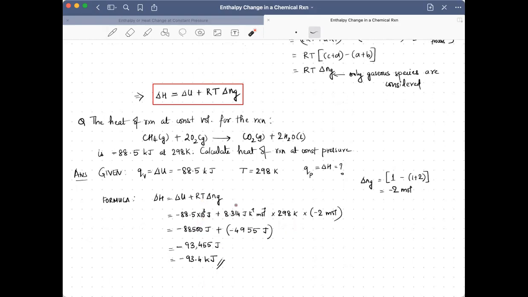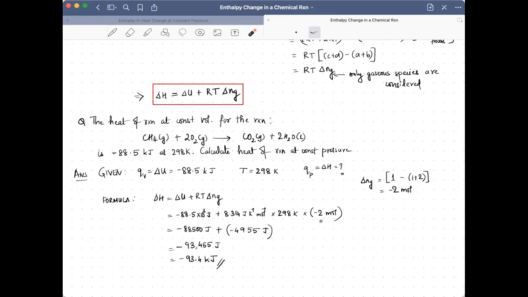Now delta NG. Here on the product side, you have two products. But H2O is in liquid state, so you don't consider the number of moles of the water. So we are going to only consider carbon dioxide, and therefore the product mole is 1 minus the reactants. Reactants, CH4, 1 mole, O2, 2 moles, so 1 plus 2. So 1 minus 3 comes out to be minus 2, so it is minus 2.